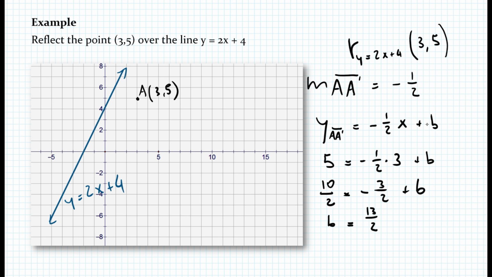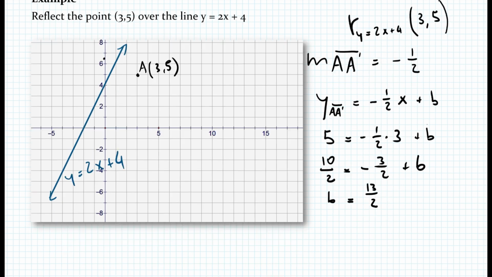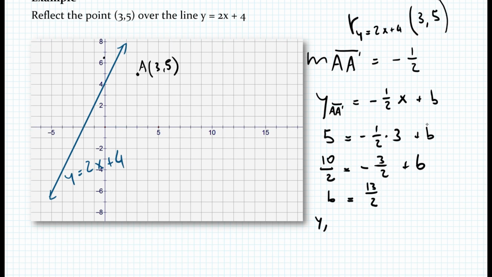Which is about 6.5, which makes sense, which is somewhere here, okay? So it does go through that. So that means that the equation of the line of segment A prime is equal to negative 1/2 x plus 13/2, okay?